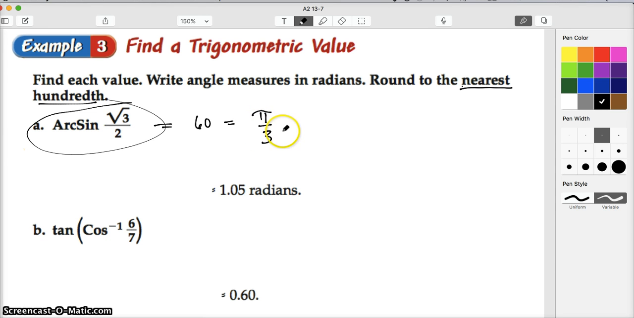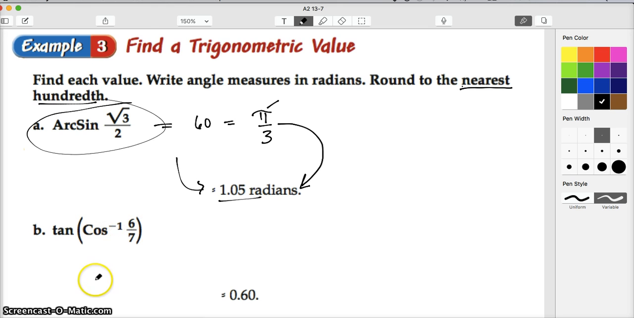However, we need a calculator to either just do the arc sine of square root of 3 over 2 and get this answer here, or if you remembered the pi over 3, then you can use pi over 3 and see that it is equal to 1.05. Because if you think about pi, 3.14 and so on, and divide that by 3, you get 1.049 something. This is what we want because we're rounding to the nearest hundredth.